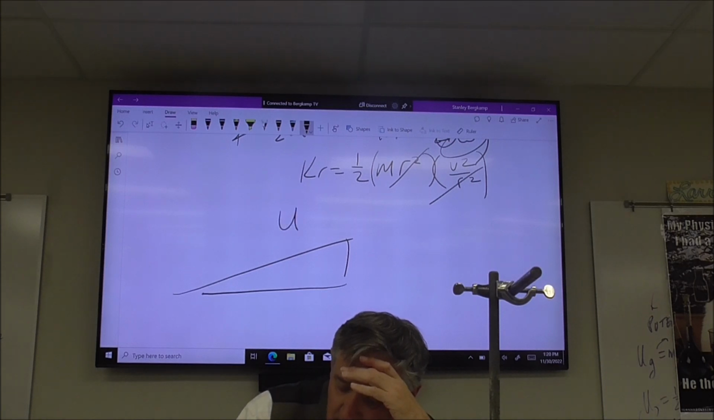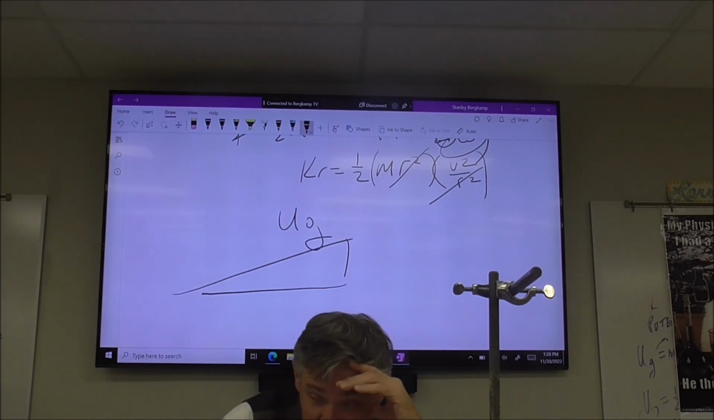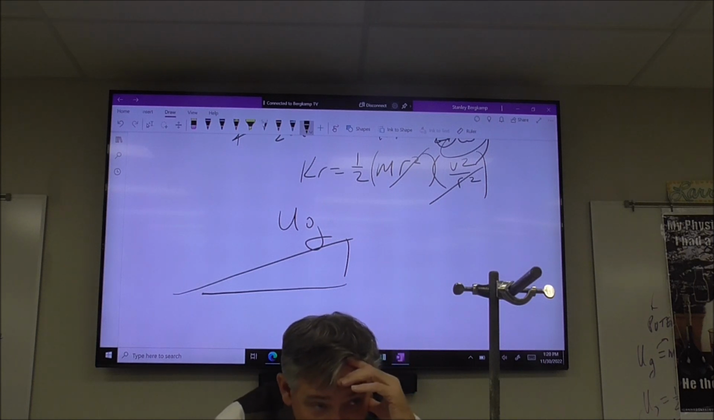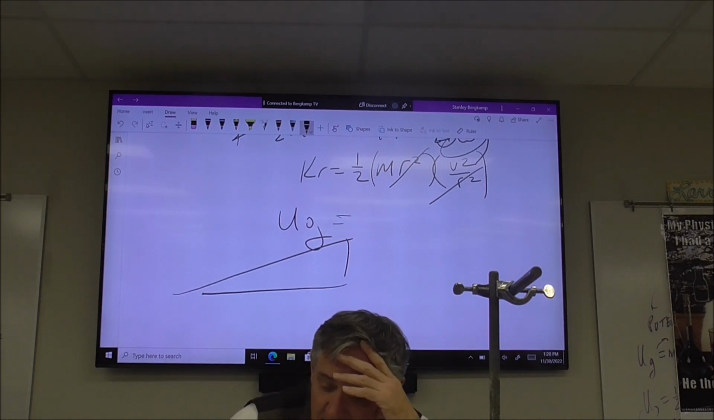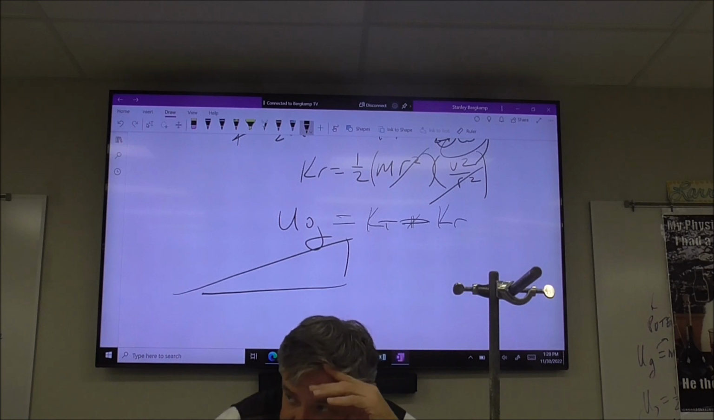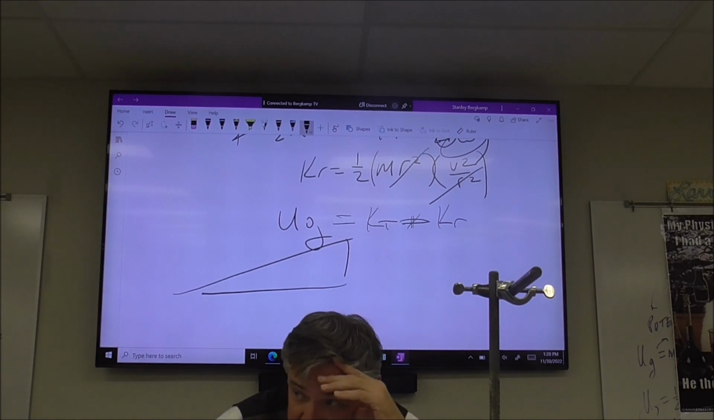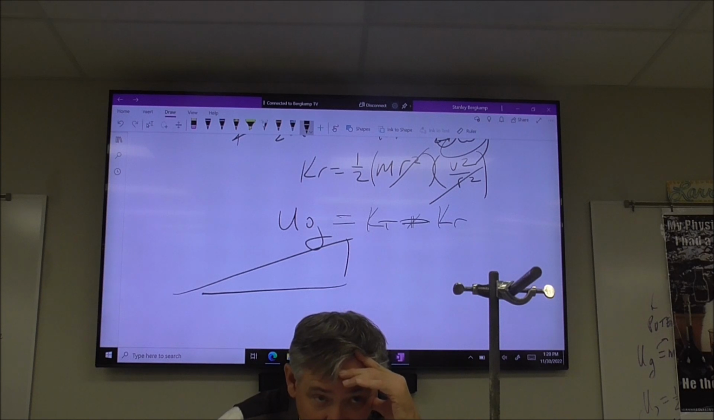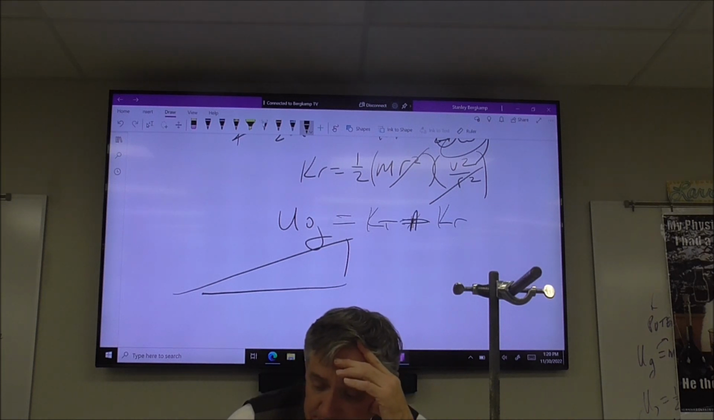Start with UG at the top, and you remember this in terms of the lab that you're going to do today too. You're going to start with UG at the top, and that has to equal the sum of two things, the KT and the KR. KT is going to be 1/2 mv squared, and KR is 1/2 I omega squared. So you've got to do two substitutions in here.